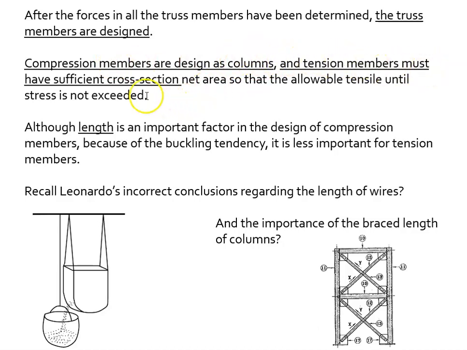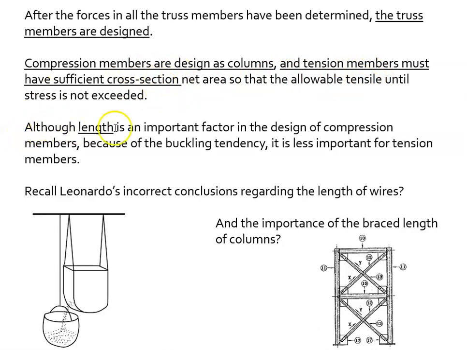Tension members must have a sufficient cross section so that the allowable tensile stresses are not exceeded. We talked about this as well, the importance of tension and how it is measured in cross section, the stresses in the cross section. So those webs that are experiencing tension must be wide enough, thick enough in cross section. Tensile forces and cross section go hand in hand.